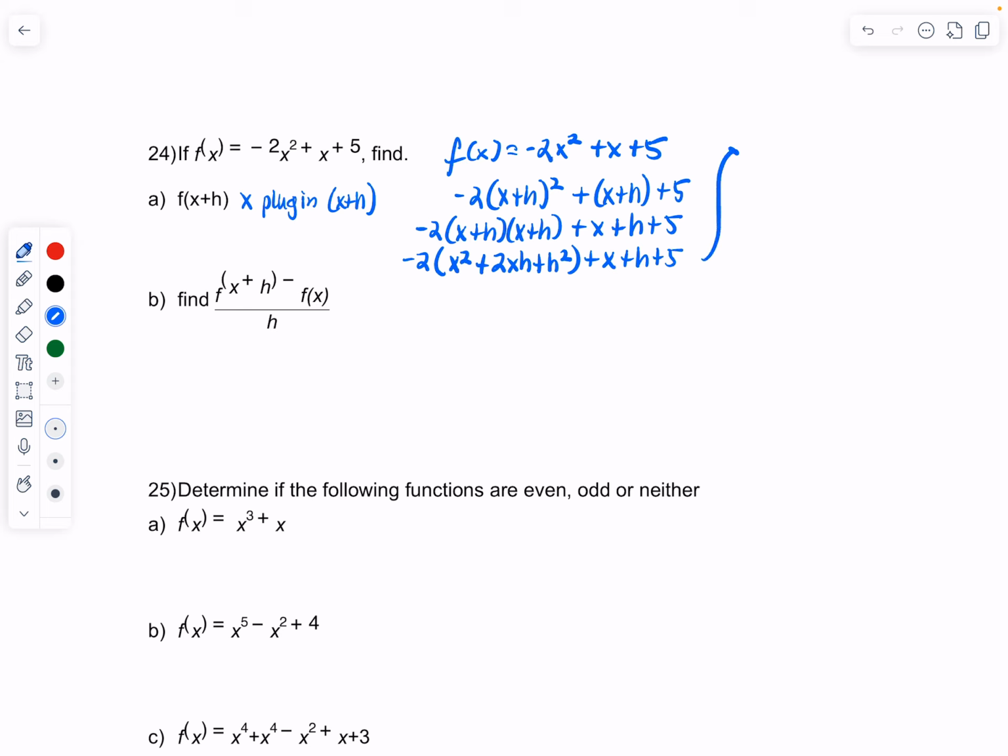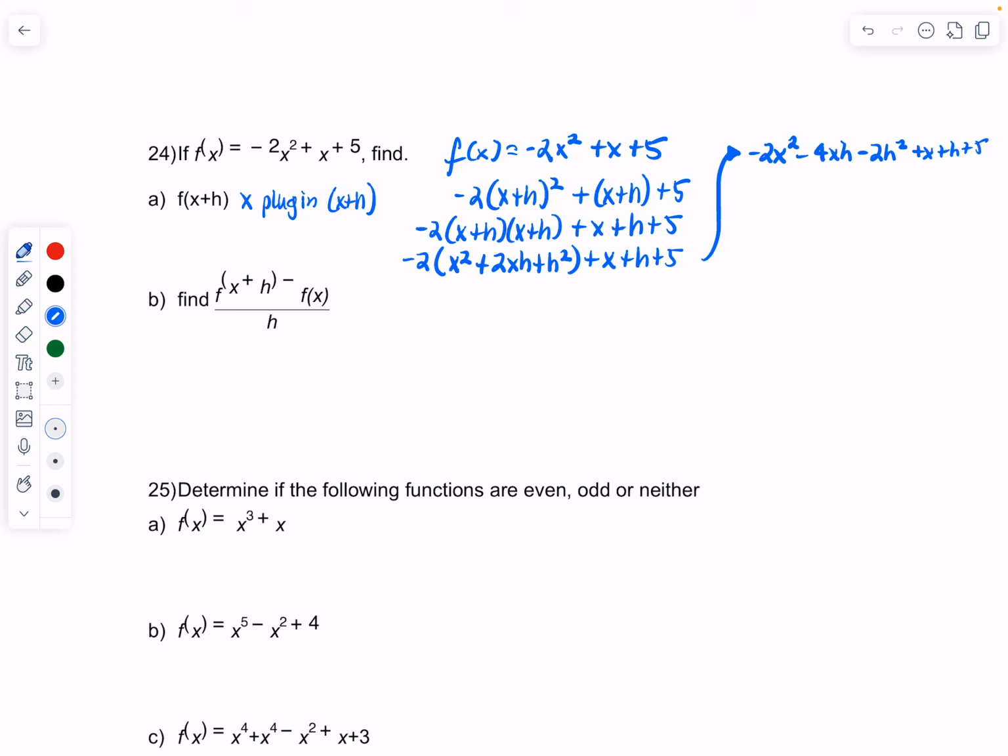Okay, now I just distribute that negative 2. So this becomes negative 2x squared. Negative 2 times 2 is negative 4xh, and negative 2 times h squared is negative 2h squared. Plus x plus h plus 5. Now I'm going to have to combine like terms, which I have none. Everything's different, so I'm good to go.